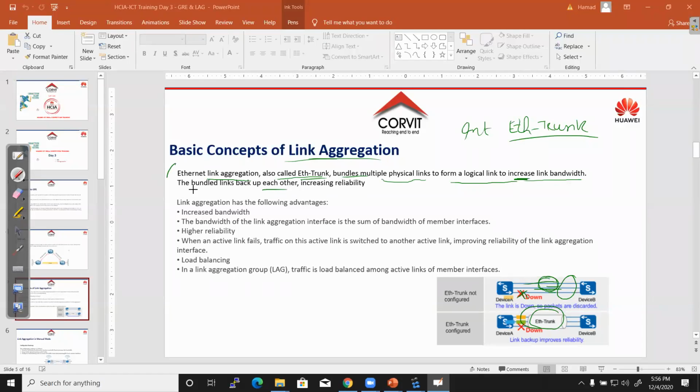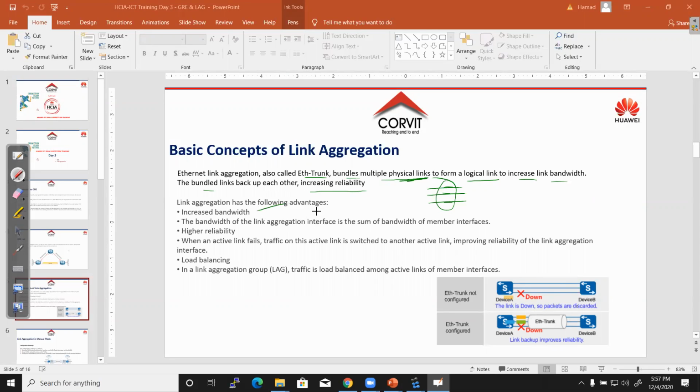So what is the purpose? This is the main purpose, and this is the definition of link aggregation. This is the basic concept, Ethernet link aggregation, also called ETH trunk. What we do, we bundle multiple physical links. We have three physical interfaces. We bundle them into a logical link, and what is our purpose behind this? We want to increase the link bandwidth. And the bundled links are backups of each other to increase reliability.